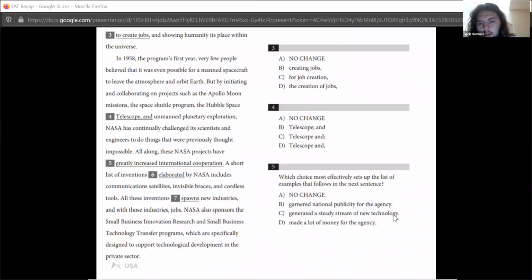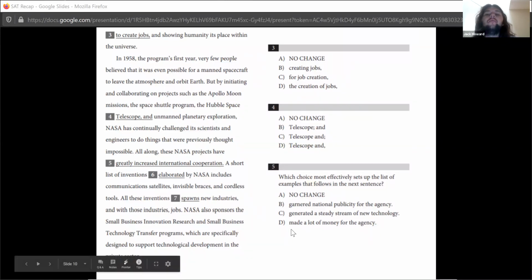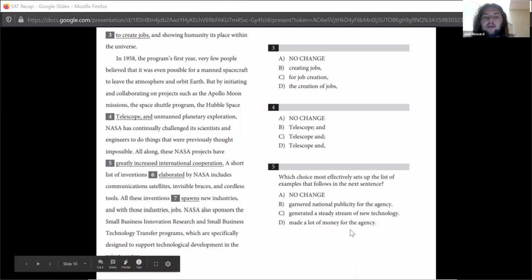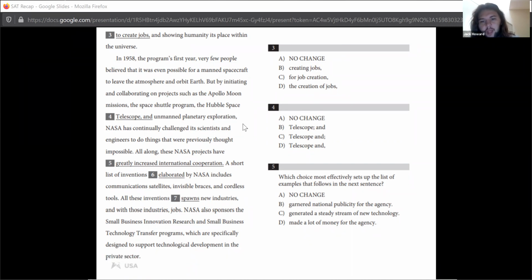So just ask yourself, does it talk about international cooperation? Does it talk about national publicity? Does it talk about new technology, or does it talk about money? I think a lot of people are sort of switching on this one to C. C, I believe, is correct.